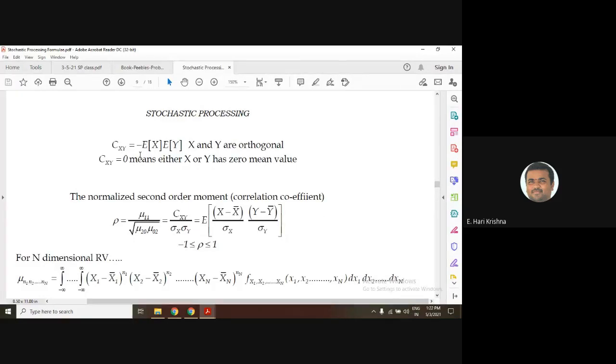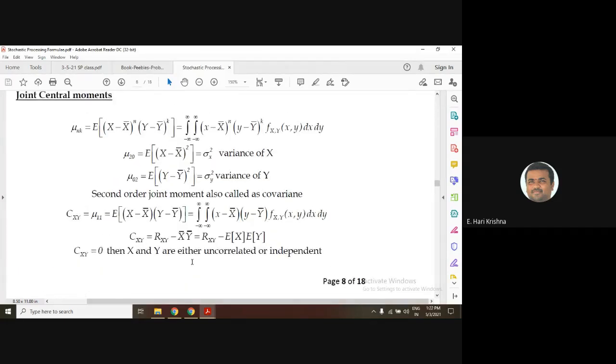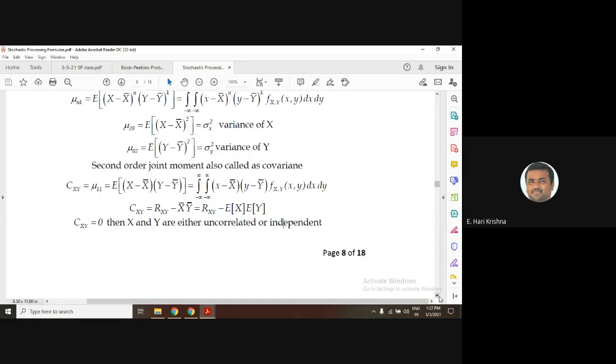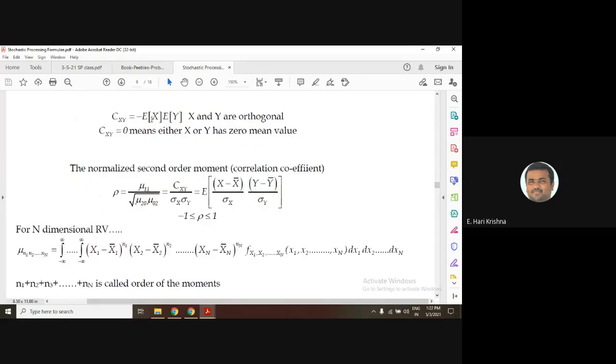See here, Cxy is equal to minus E of x and E of y when x and y are orthogonal. If x and y are orthogonal, Rxy is equal to 0, as we have just seen in the previous session. So their covariance is equal to minus of E of x into E of y. So the answer is given here: Cxy is equal to minus E of x, E of y, and x and y are orthogonal.